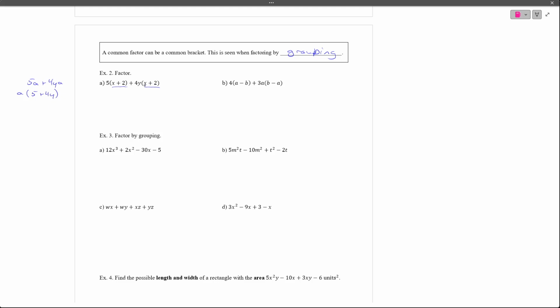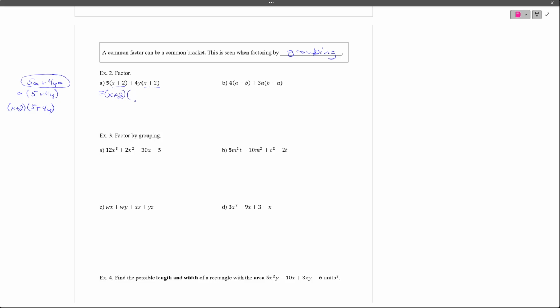Well, in our example over here, a is really x plus 2. So that's x plus 2, 5 plus 4y. So really what we did is we actually factored out that entire thing. This is just a simpler way of looking at it because the numbers are easier. Or the letters, I guess, in this case. So we can factor out that entire set of brackets. So we're going to factor out that x plus 2.